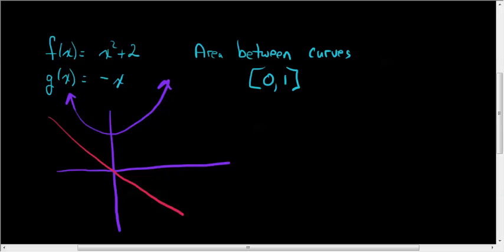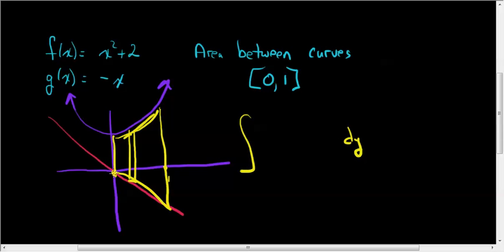Now it's asking us to find the area between the curves on the interval 0 to 1. So here's x equals 0, here's x equals 1. So it's right here. We're looking for this shape right here. Everybody see that? It's kind of this shape. When I think of these as my little rectangles, they all have a width of dx.